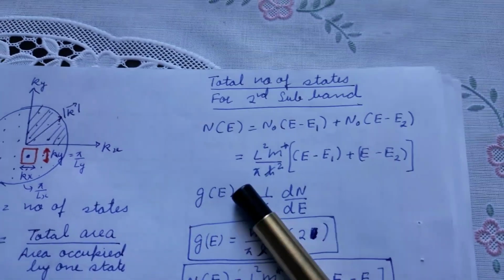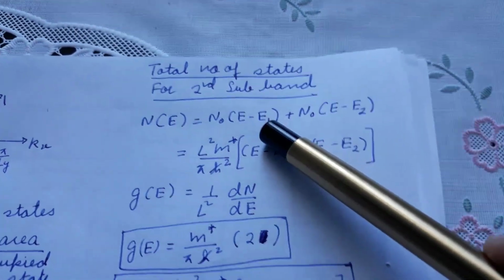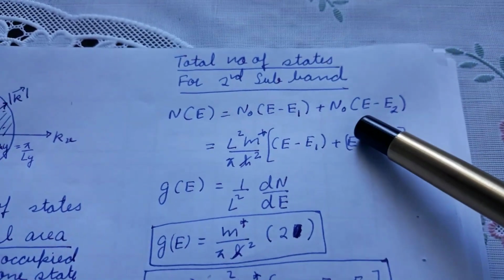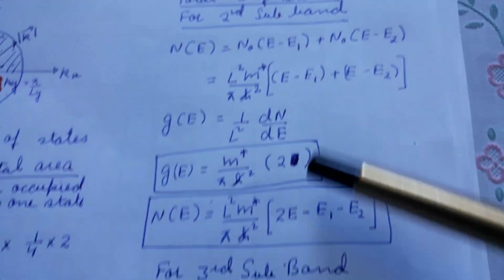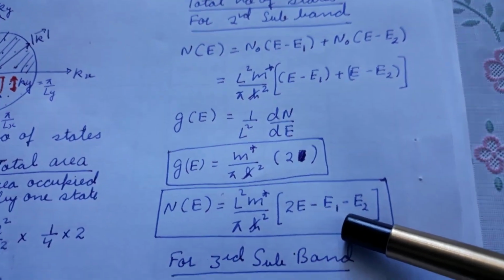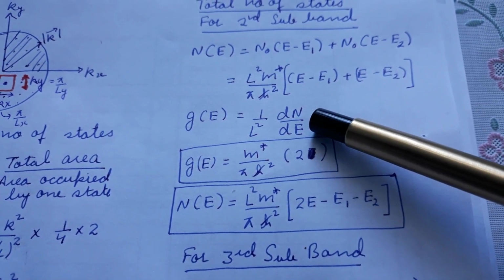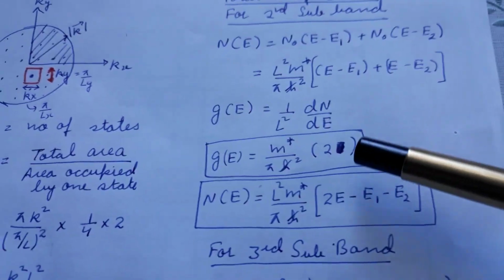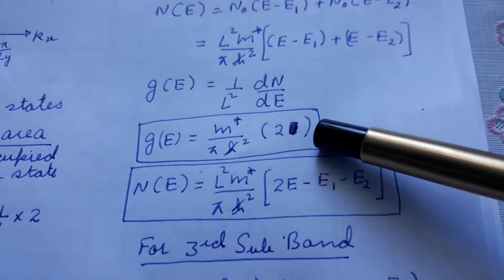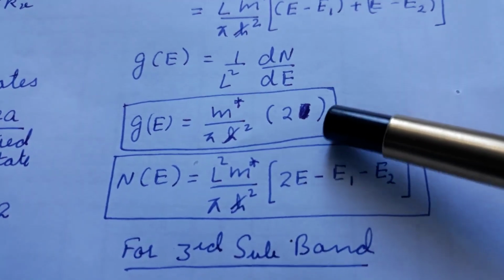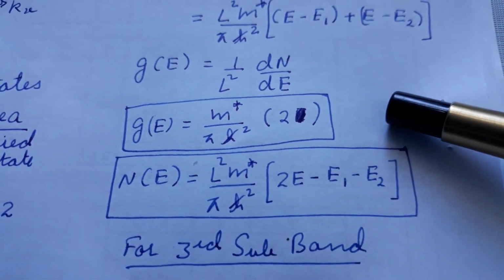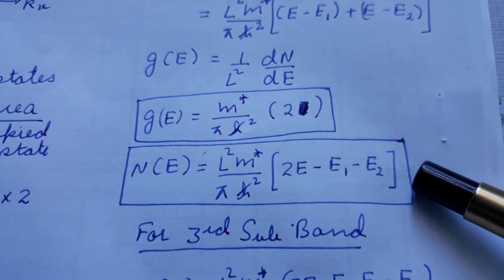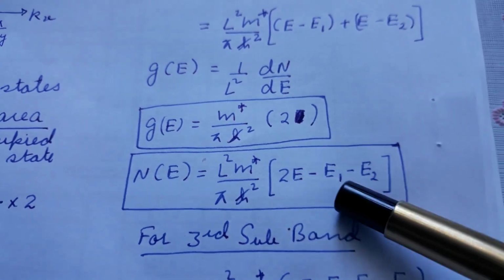Now we know that the number of states depends linearly on energy. So for the second subband, it will be the number of states in the first subband plus the number of states in the second subband. So the number of states turns out to be this. And if we take a derivative of it and multiply it with 1 upon L squared, then we'll get the density of states in the second subband. So we find out that the density of states in the second subband will actually be twice the density of states in the first subband. And the number of states will also be twice the number of states that were permitted in the first subband, and some extra terms also are there.